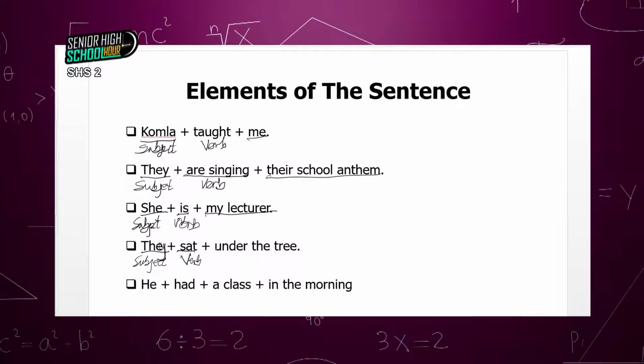Then what will be "under the tree"? Our next sentence has "had" as our verb. Then "he" becomes our subject easily. That is not difficult to find. What will be "a class"? And then "in the morning". These are other parts of the sentence. We know our verb. We know our subject. But what comes after the verb? Let's move on.